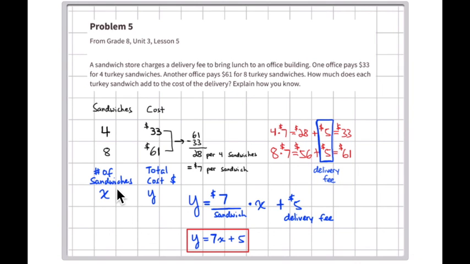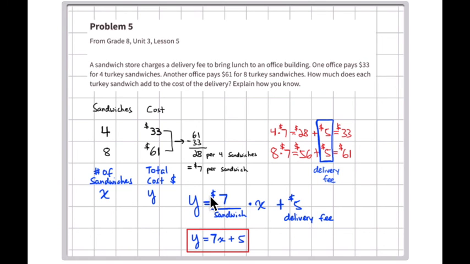So x is going to be the number of sandwiches. Y is going to be the total cost. So you can say that y is equal to $7 per sandwich times the number of sandwiches. This is the proportional part of this equation. This goes back to a long time ago. And so before you add the $5 delivery fee, the cost is proportional to the number of sandwiches.